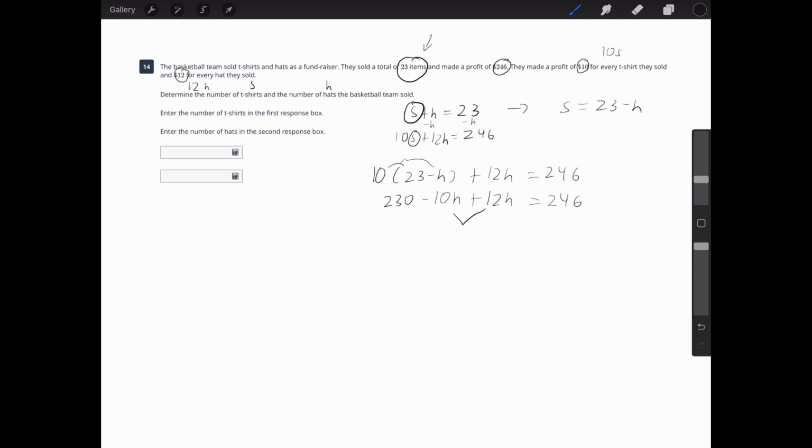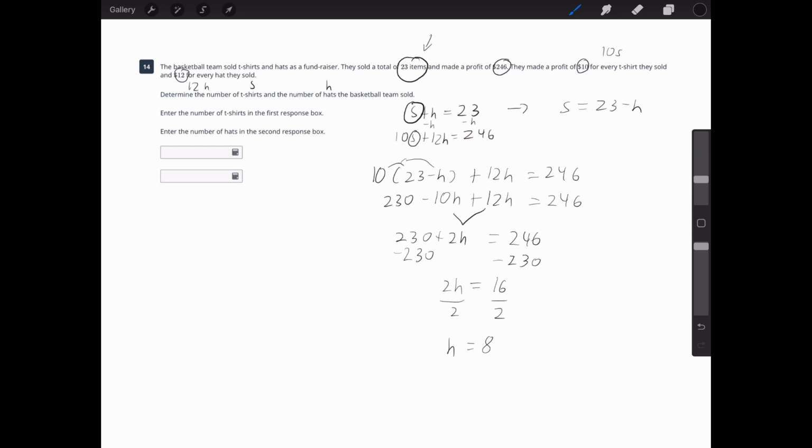Okay, we can combine like terms. We get 230 minus 10H plus 12H, which is plus 2H, because positive 12 and negative 10. And that's still equal to 246. Minus 230 on both sides. You get 2H is equal to 16. Divide by 2, divide by 2. We should get H is equal to 8.